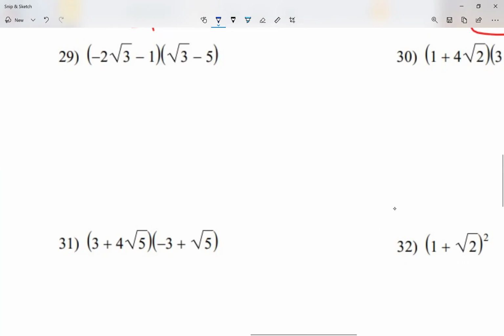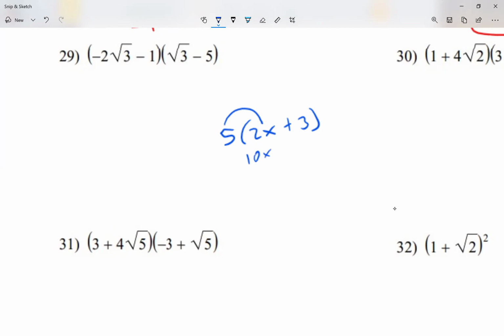What if I had something like 5, and then inside parentheses, I had something like 2x plus 3? Remember, back in the days when we saw this, we will go 5, the number on the outside, to the terms on the inside. So 5 times 2x will give us 10x, and then 5 times 3 will give us 15. Remember, we call that distributive property. Same thing is going to happen here.